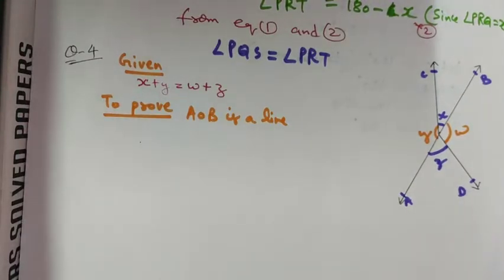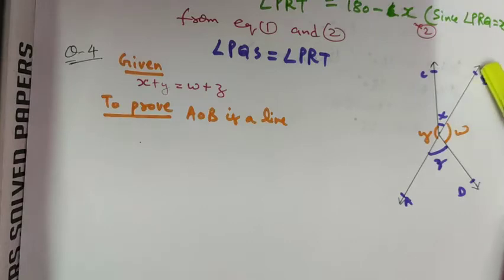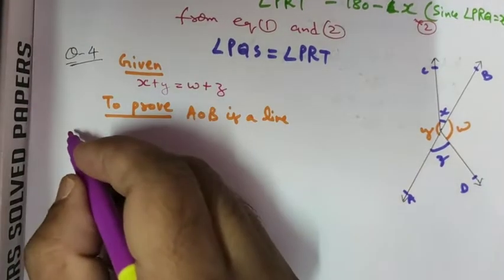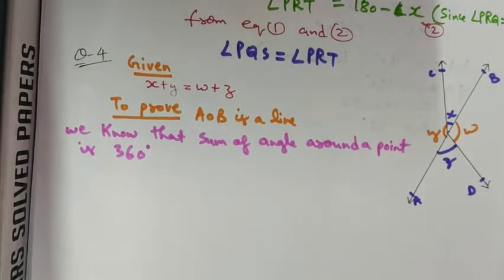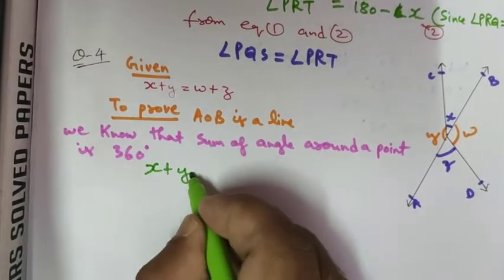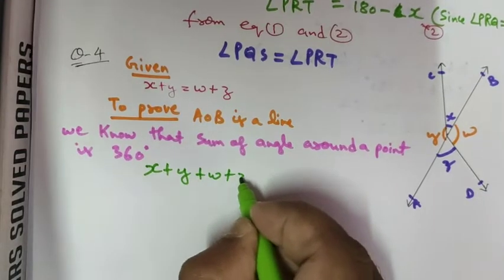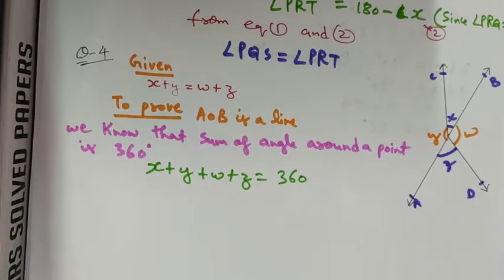Okay. So it is given in the question that angle X plus angle Y is equal to angle W plus angle Z. We need to prove that AOB is a straight line. So first of all, we know that sum of angles around a point is equal to 360 degree. Therefore, X plus Y plus W plus Z is equal to 360 degree. Got it? And it is given that X plus Y equals W plus Z.